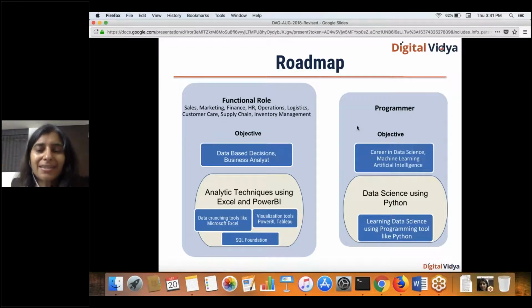The second set of people is people who are typically programmers from an IT background who are looking to solve problems for their clients. Your objective is to build a career in data science, work with machine learning algorithms, and move towards more advanced artificial intelligence, and that is where you pick up programming-based learning.